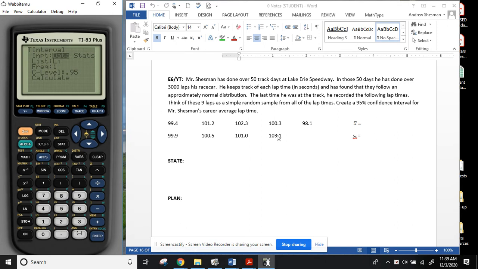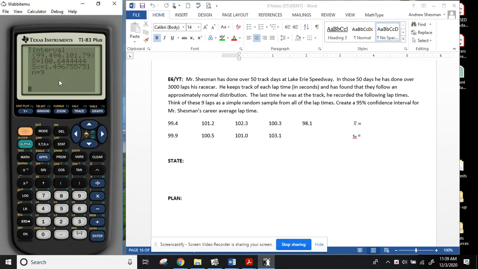Data is whenever you have the raw numbers from your sample. Stats are when you're given the mean and the standard deviation. Since I have the raw numbers, I'm going to use the data. My list is stored in L1, and we always want the frequency to be 1. You can change the confidence level to be 95, 0.95, 99%, 80%, whatever you want. Hit calculate, and it'll take the calculator a minute or two to actually run the calculations.